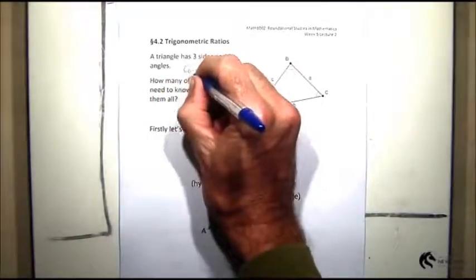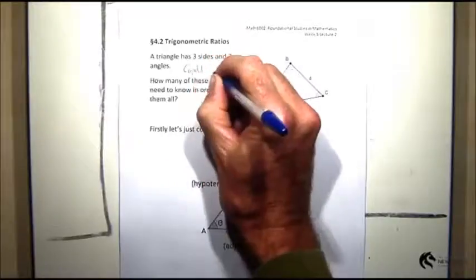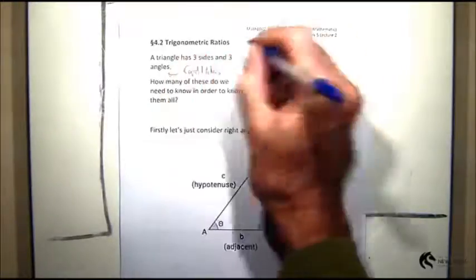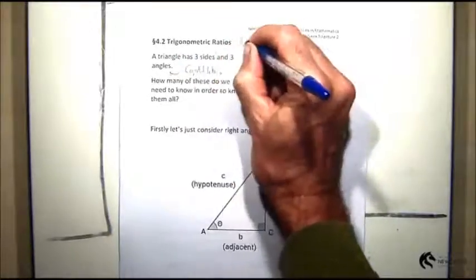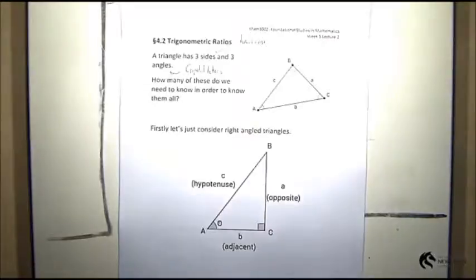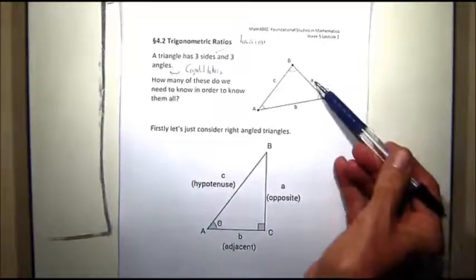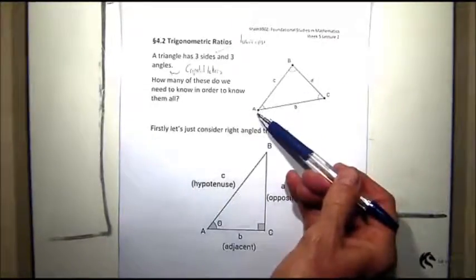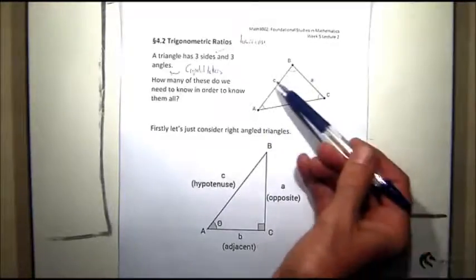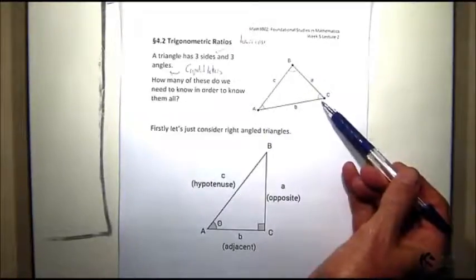So they're capital letters for the angles. This is just a convention. You don't have to do it, but that's what's usually done. We use capital letters for the angles, and for the sides we use lowercase letters. By convention we put the lowercase a opposite the angle A. So this is side little a, side little b, and side little c is opposite angle capital C.